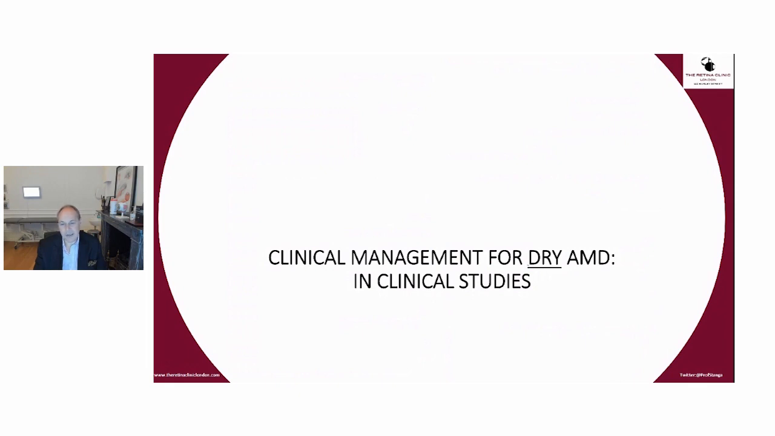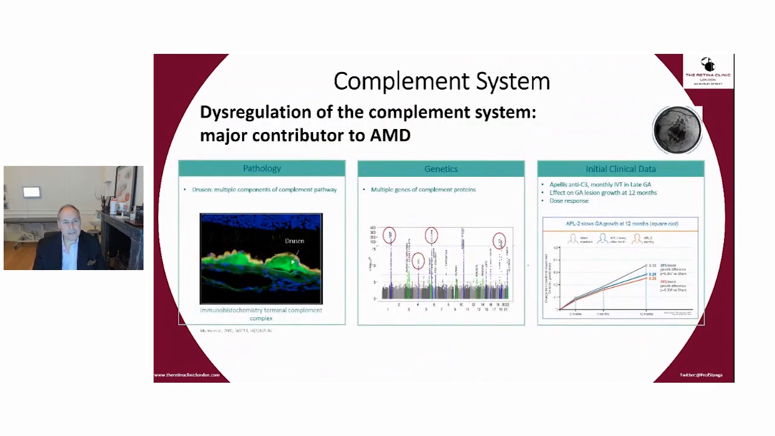So what is going on in dry AMD? We know that a dysregulation of the complement system can be a major contributor to late dry AMD. The complement system is part of our immune system. There's evidence in drusen from multiple components of the complement pathway. There's genetic evidence, multiple genes of complement proteins, and there's initial clinical data from studies by Apellis and the effect on the lesion growth of geographic atrophy at 12 months. And I'll talk about this more in detail later.